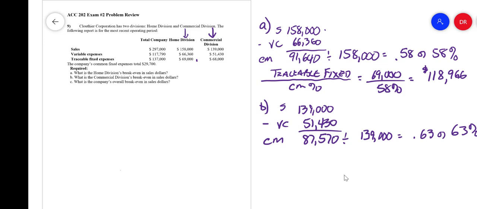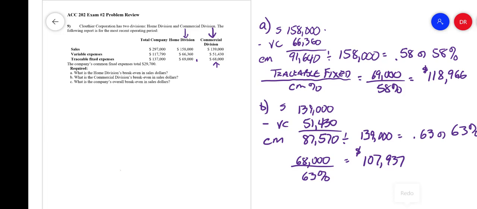Okay. All right, and then we take the traceable fixed expenses from commercial division of 68,000 divided by 63%. We're using the same formula we used up here. That will give us a break-even point of 107,937. All right.